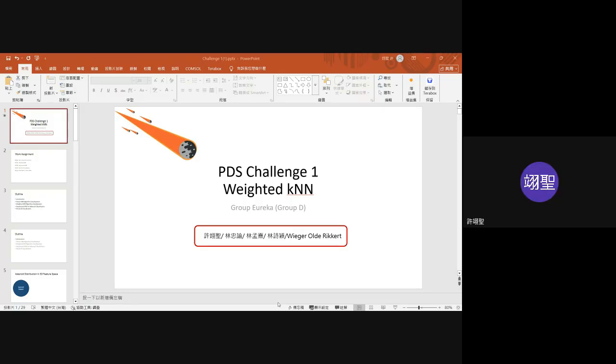Hello, everyone. We're Team Eureka, and today we present our work for Challenge 1, focusing on the weighted K nearest neighbor algorithm. Our goal is to improve the classic KNN model by using the weighted and the regularization KNN. And here is our team assignment.